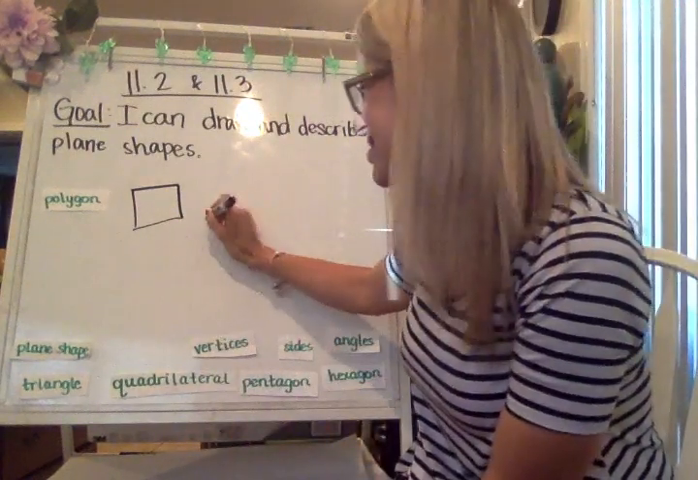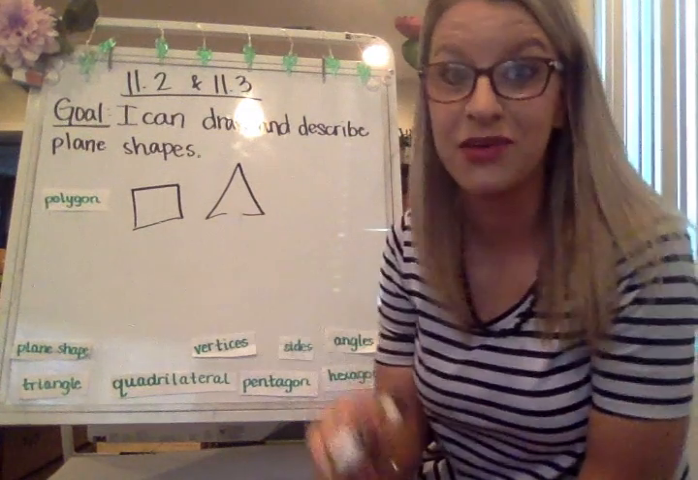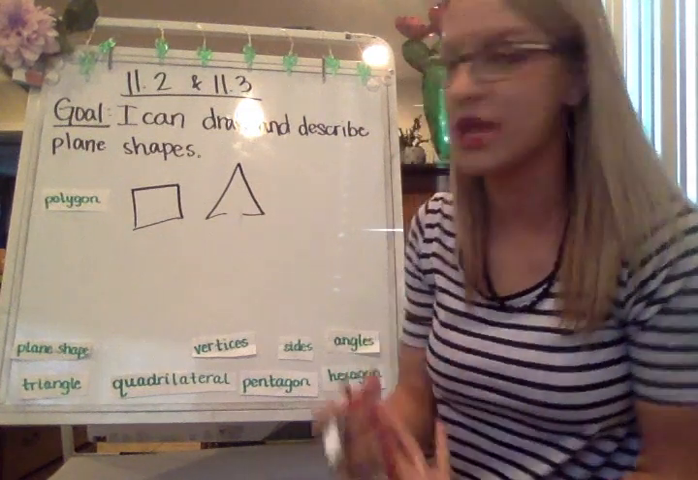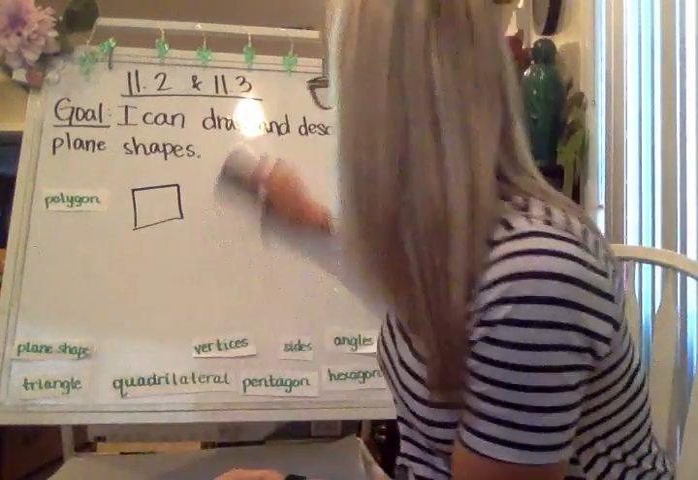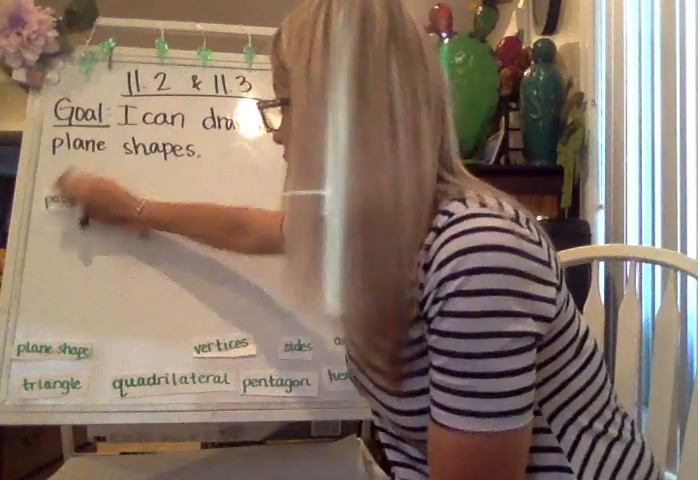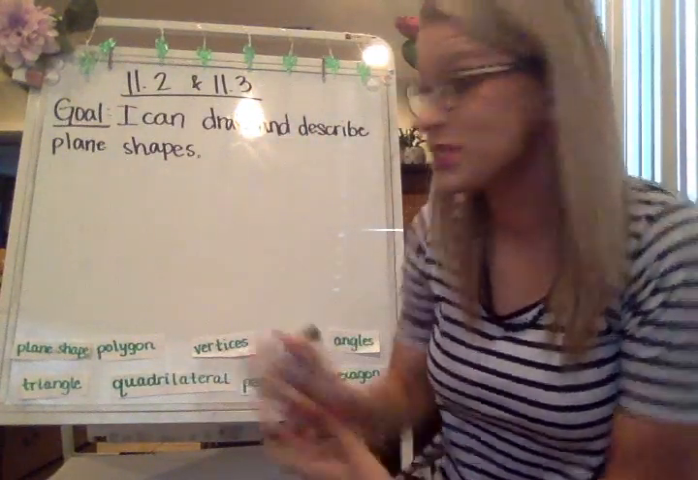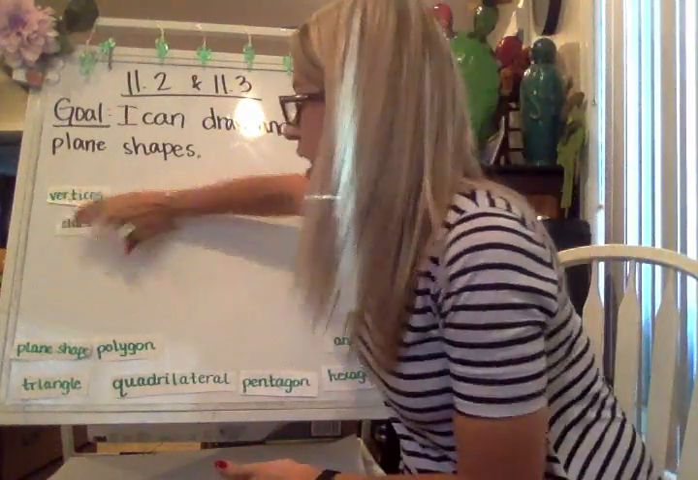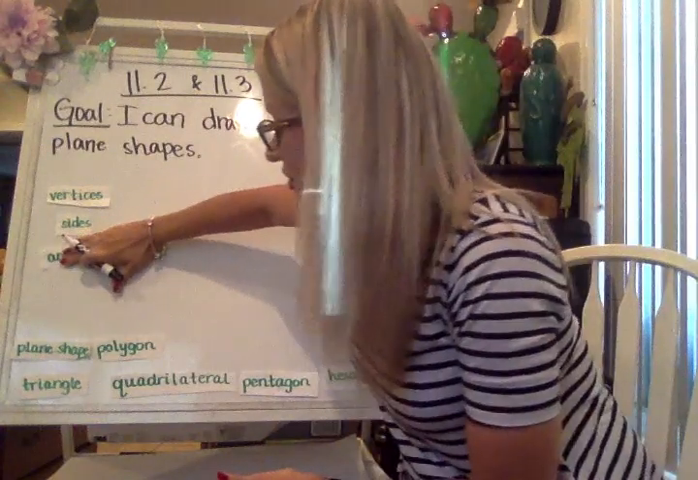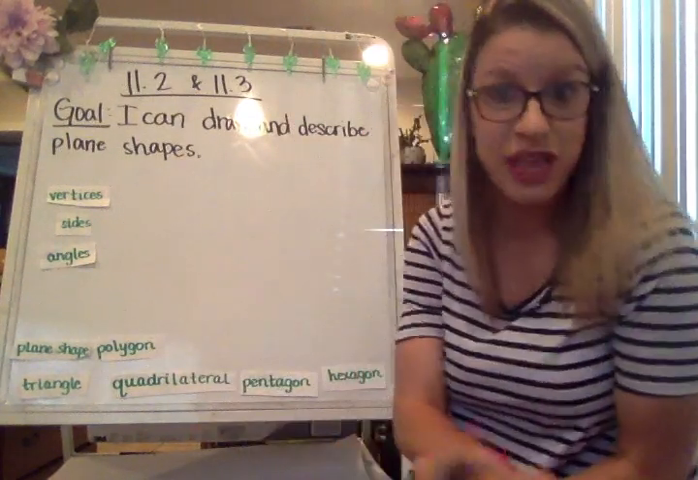A polygon also does not have any openings, so it wouldn't have a space here. Polygons are closed shapes. The name poly just means many sides. While we are working on doing shapes, we're going to hear a lot of these words very frequently. Just to get you familiar with them, vertices, sides, and angles, we're going to be drawing some shapes.